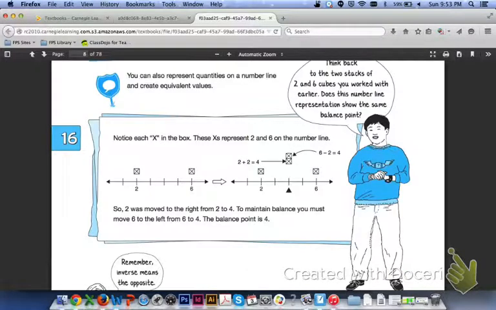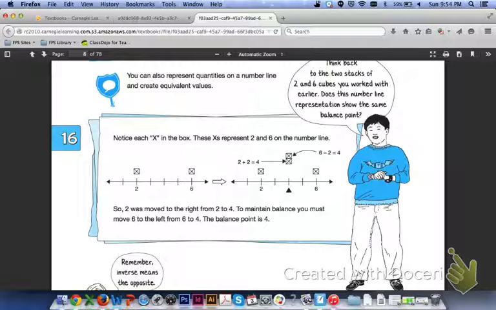Another way to find balance points in sets of data is to use a number line. So we can use a number line to help us create equivalent values. It says, notice each x in the box. These x's represent 2 and 6 on the number line. So 2 was moved to the right from 2 to 4. To maintain balance, you must move 6 to the left from 6 to 4. So then the balance point is 4.